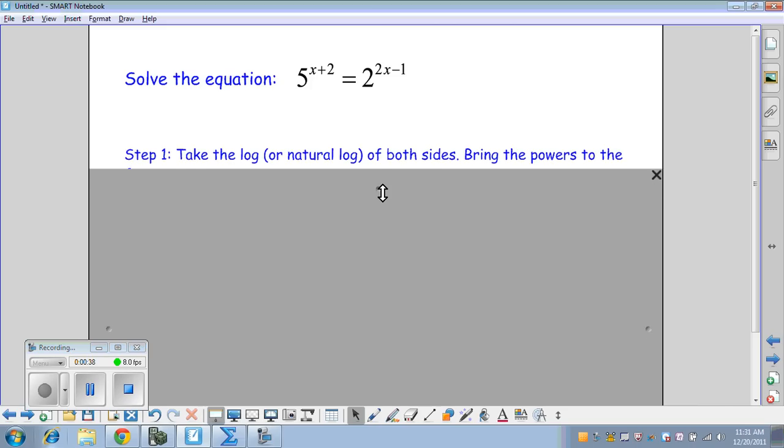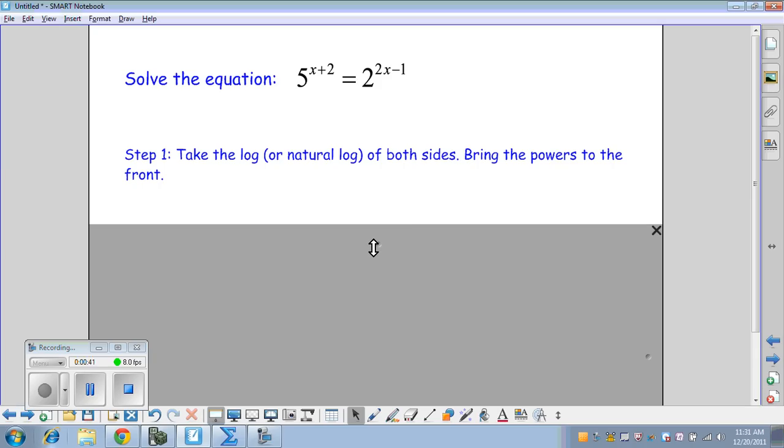Step 1, what we're going to do is take the log or the natural log of both sides of the equation. And the reason we're going to do that is that's going to allow us to bring the powers to the front. One of the properties that we learned previously was that when we have a log, we can bring powers to the front. That's why we learned that property. So what I'm going to end up with here, and really that's two steps, but I combine it into one. I think we can handle doing that in just one step.